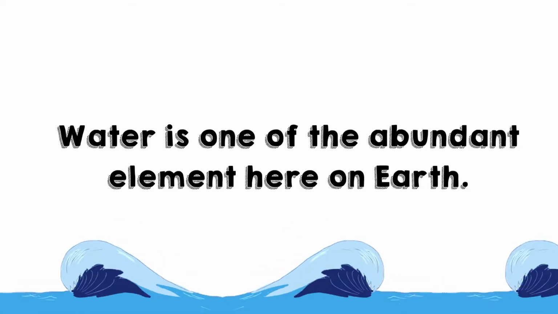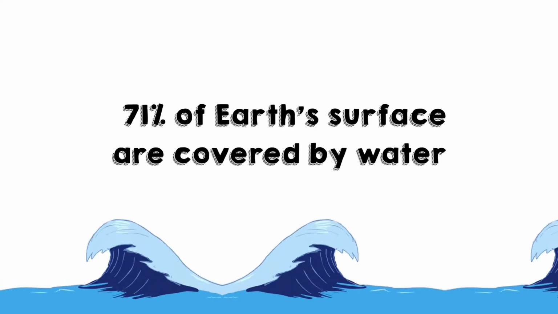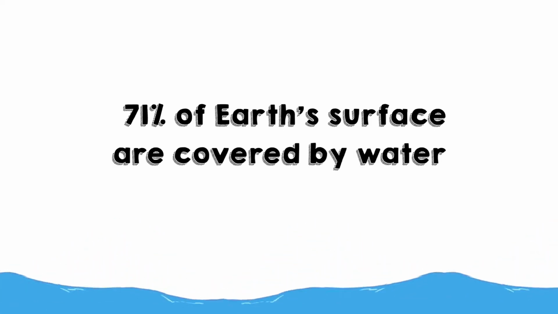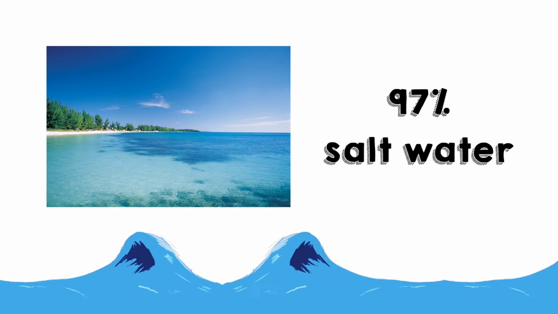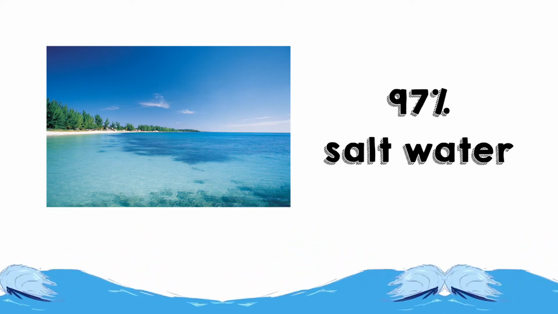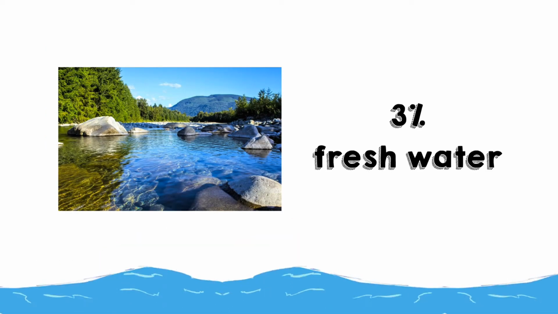Water is one of the abundant elements here on Earth. According to USGS, about 71% of Earth's surface is covered by water. About 97% is the oceans or salt water, and only 3% is fresh water.